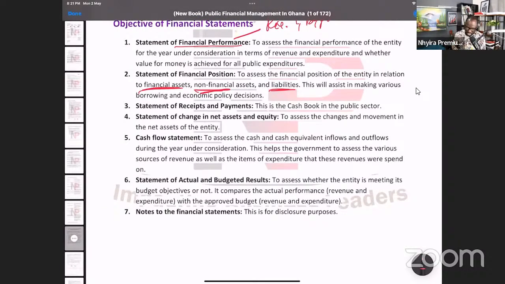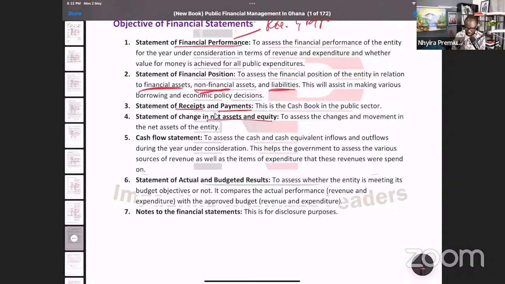Then we come to the statement of receipts and payments. This is like the cash book in the public sector. It records the cash receipts of the entity and then the cash payments of the entity, both cash and bank, usually at the end of the day. And that is the statement of receipts and payments. Then we have the statement of changes in net assets and equity that we need to prepare. Then we come to the cash flow statement.